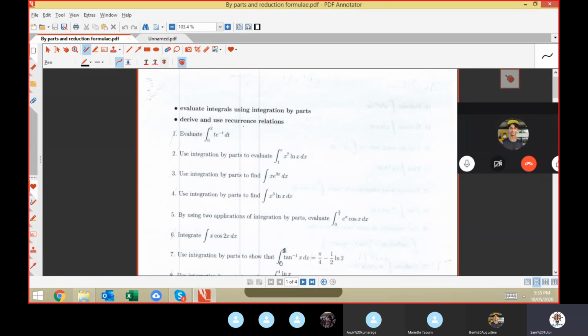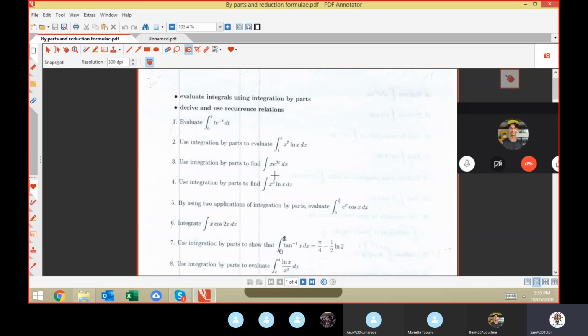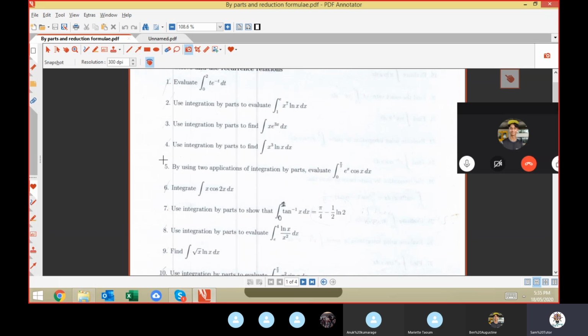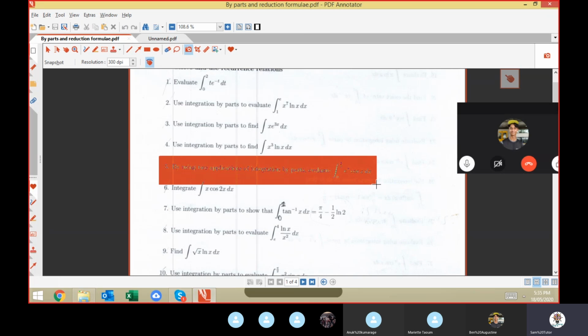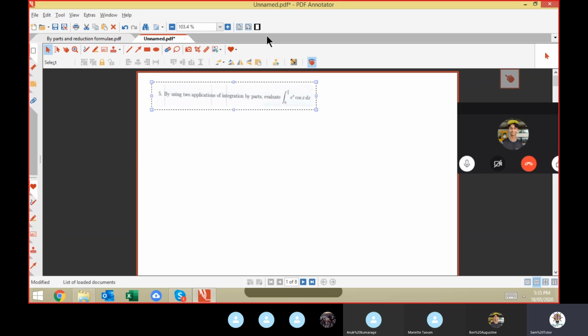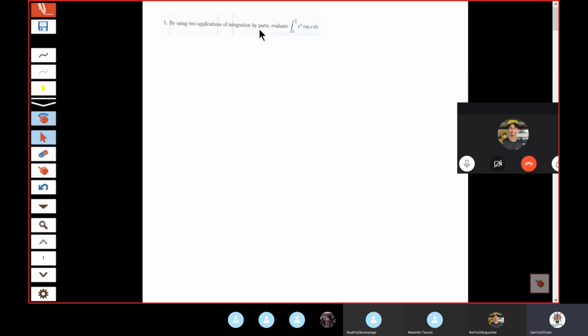Let's do the recurrence relations today. What happens with recurrence relations is that they start to repeat. So we're going to start with question 5, even though we probably had done that one or a similar one last week towards the end. We'll start off with that one and see how we go.